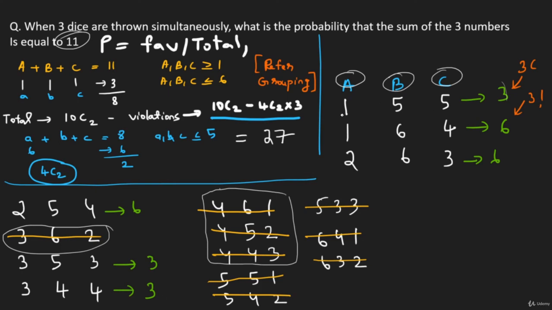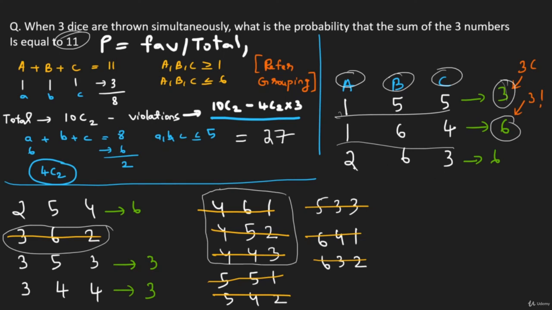Now let's see one by one. 1, 5, 5 can be arranged in 3 ways, right? I could have 1, 5, 5. I can have 5, 1, 5 and I can have 5, 5, 1. So these are the 3 ways which I have written, 3 over here. Now similarly 1, 6, 4, I can have it in 3 factorial ways because it's 3 different items in 3 places. They can be arranged in 3 factorial ways. That's the 6 over here.